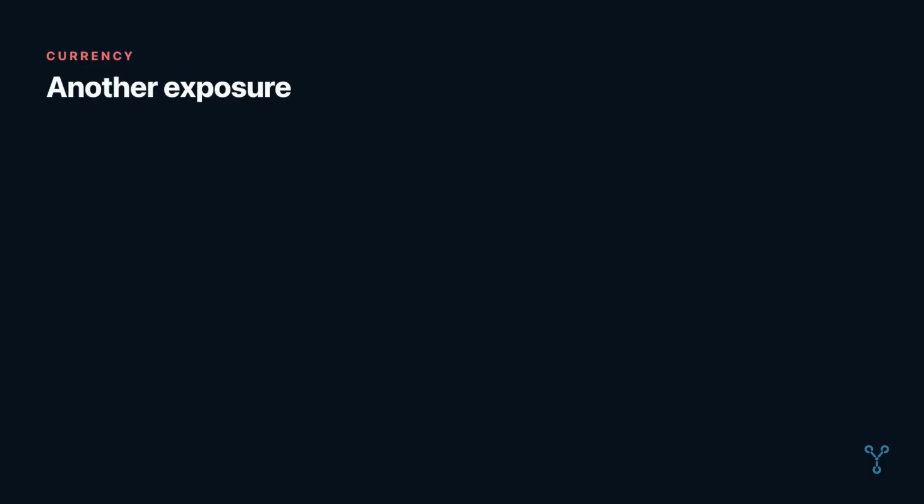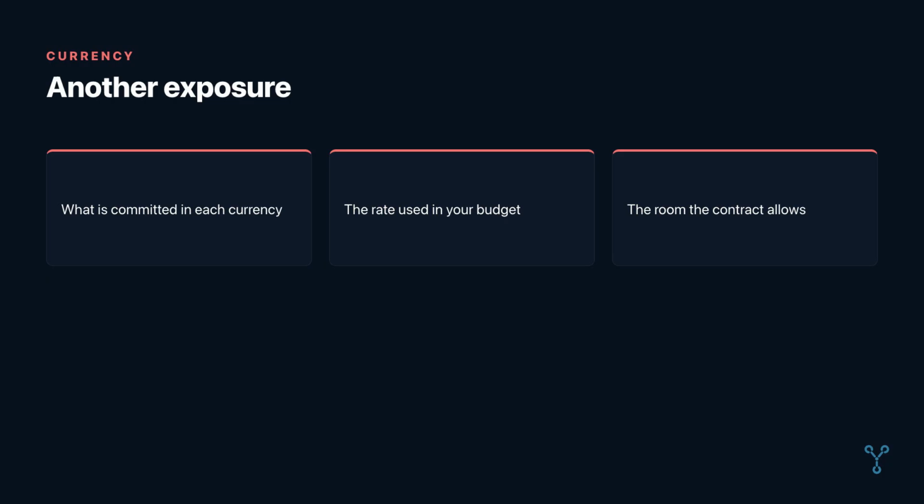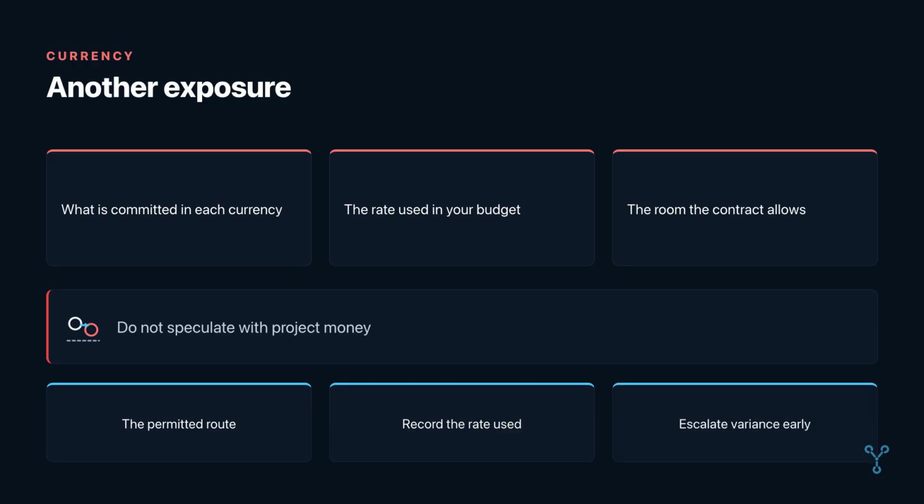Foreign exchange is another cash and margin exposure. If revenue and costs are in different currencies, identify which amounts are committed in each currency, what rate you used in your budget, and what room exists in the contract for conversion or adjustment. Do not speculate with project money. Use the permitted payment and conversion route, record the rate used, and escalate material variance early.